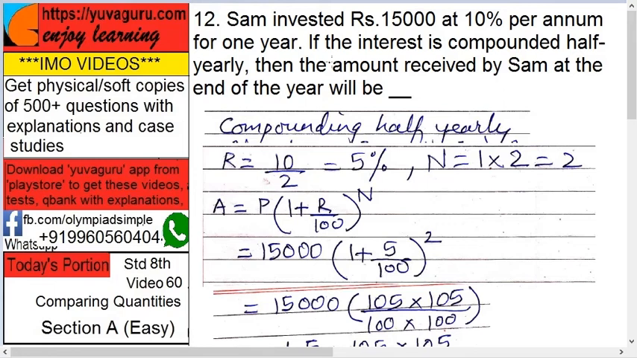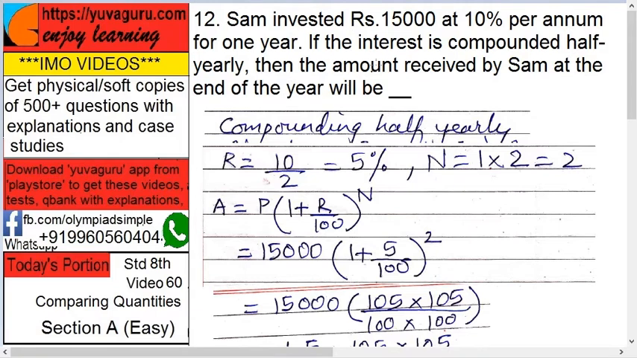Sam invested rupees 15,000 at 10% per annum for 1 year. If the interest is compounded half yearly, then the amount received by Sam at the end of the year will be... Here, you are now dealing in compound interest.